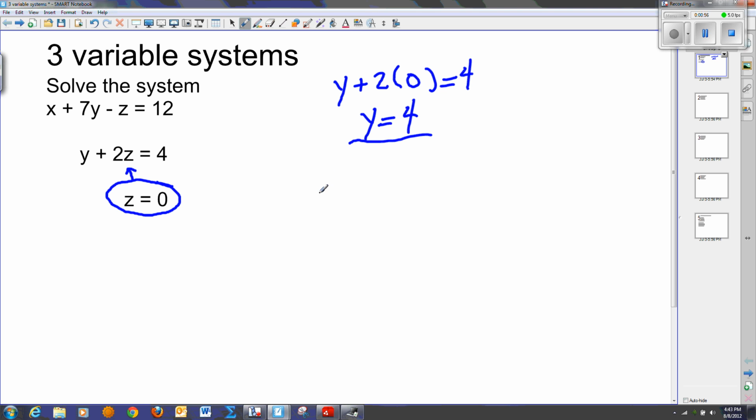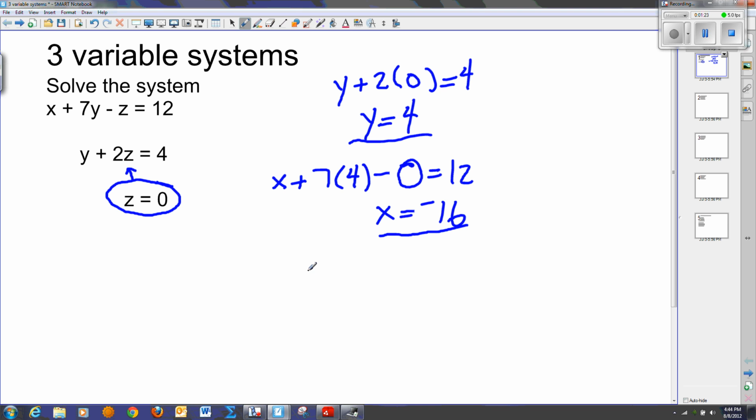Knowing now that z is equal to 0 and y is equal to 4, I can go back to the first equation and find x. I have the unknown x plus 7 times y, which we now know is 4, minus z, which is 0, equals 12. Therefore, x is going to equal negative 16. So now I have my x, y, and z values. We represent that in what's called an ordered triple of x being negative 16, y being 4, and z being 0. Once again, easiest situation when you have a solution already in the problem.